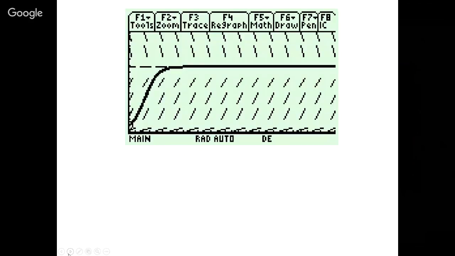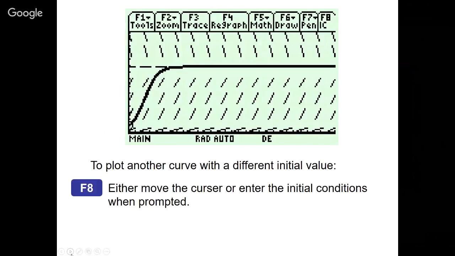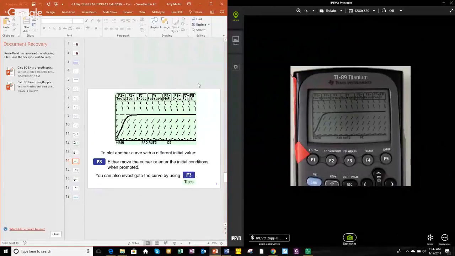And that's what your graph should look like. All right, now let's say we want another initial value, a different one. So what are we going to do? We can go F8, and we can either enter the new point, or we can just move the cursor. All right, so I'm going to zip out of here, and let's do that on the calculator.